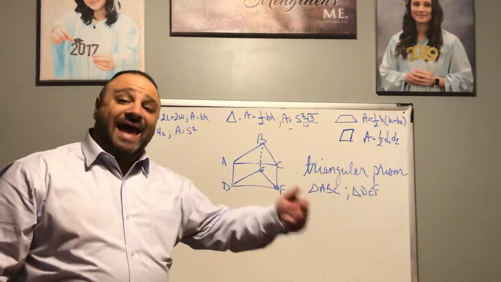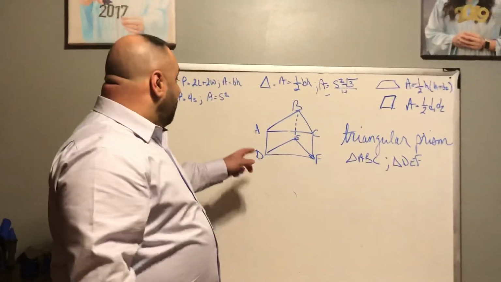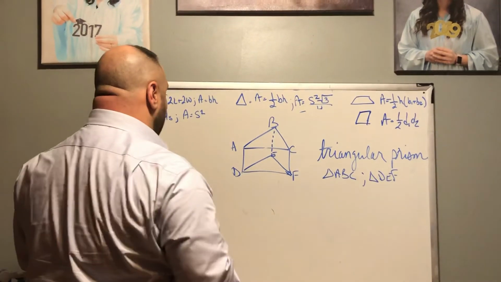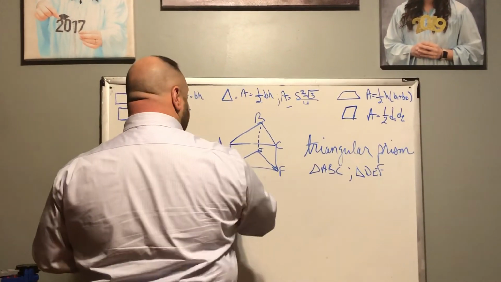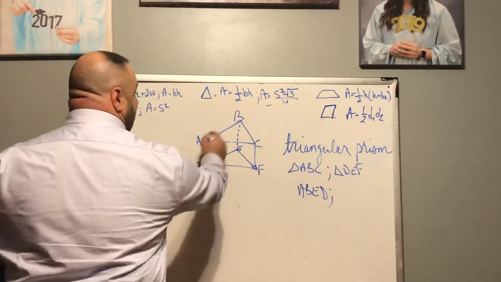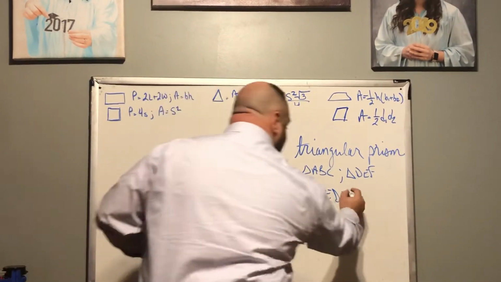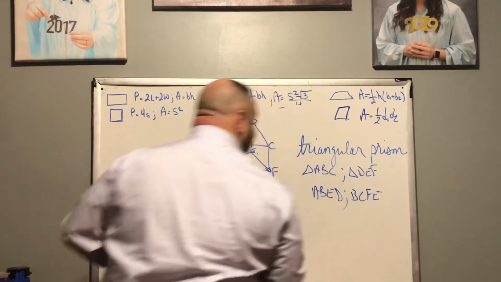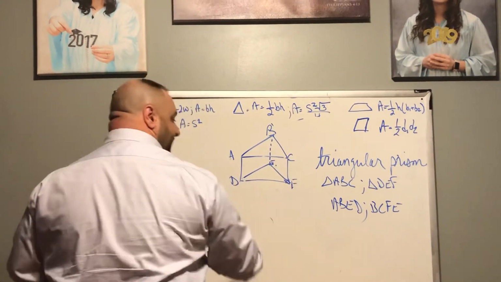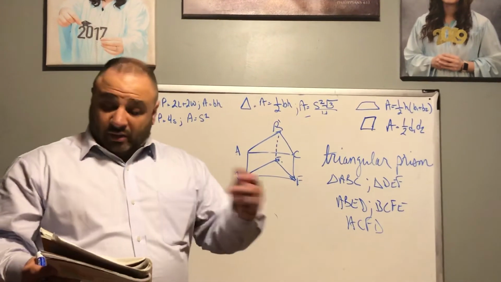Now, let's name the lateral faces. So we have the left, the right, and the front. So notice, the lateral faces we have are really parallelograms. So let's name the first one. We have A, B, E, D. And then we have B, C, F, E. And then there's one more, the front. So we're going to go A, C, F, D. Okay, I want you to do number 4.